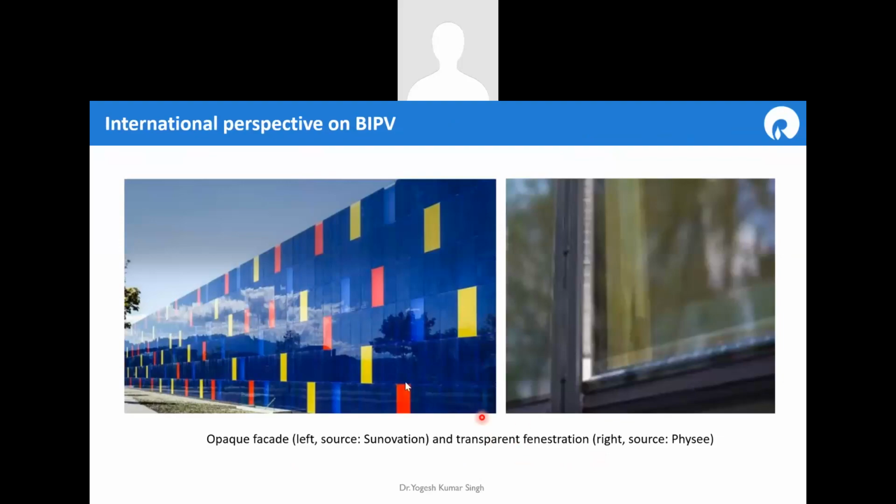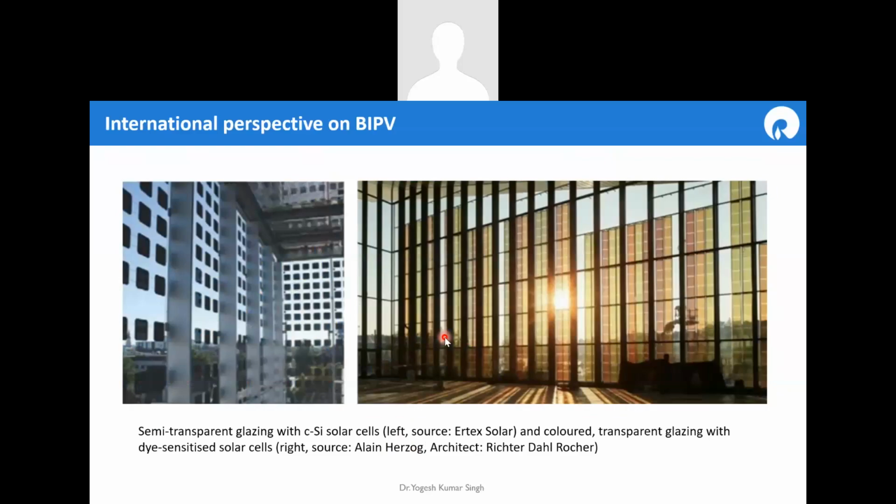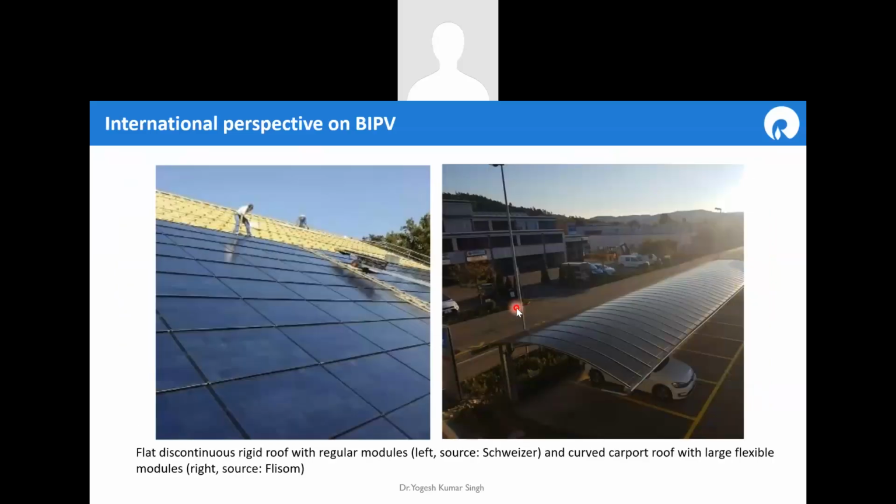Now, I will just give you some glimpses of the BIPV system. This is the opaque facade from the Sonovation system, and this is a transparent glass you can use here. This particular glass is transparent, but if you see it from far away, you will find a different color. This is another example of semi-transparent glazing with crystalline silicon modules, taken from the AdTech Solar company. All of these systems let in light in the daytime and minimize a lot of electricity use in the daytime period.